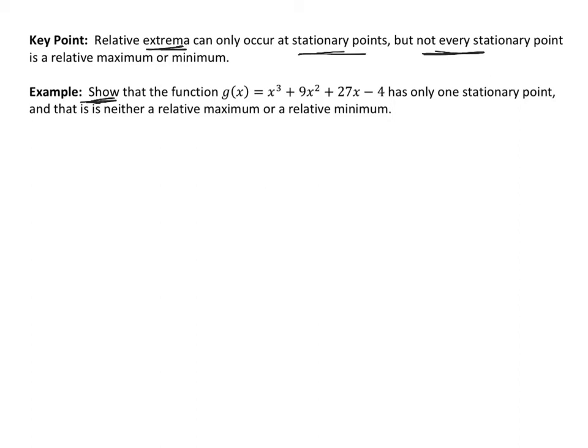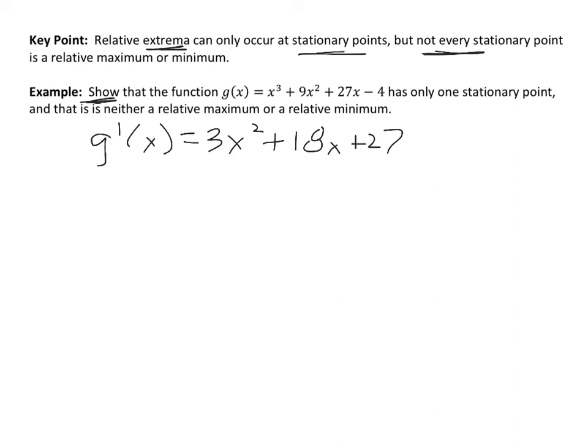So if you feel comfortable with what we did on the previous slide, I'd encourage you to pause the video and work through this problem, even if you work through it in stages, checking in with me. So first thing we do is we take the derivative here. g prime of x would be 3x squared plus 18x plus 27. So there's my derivative.